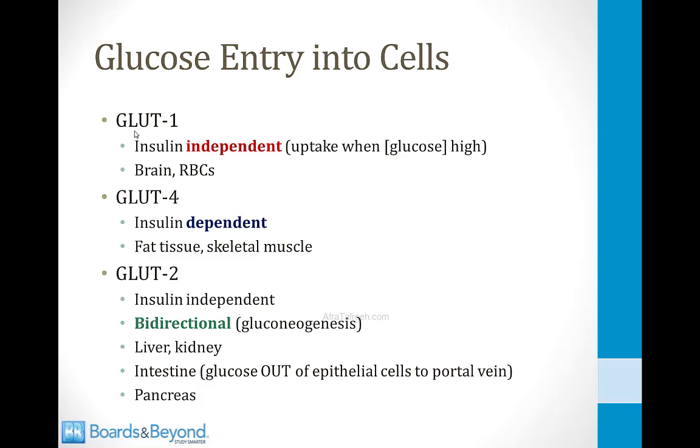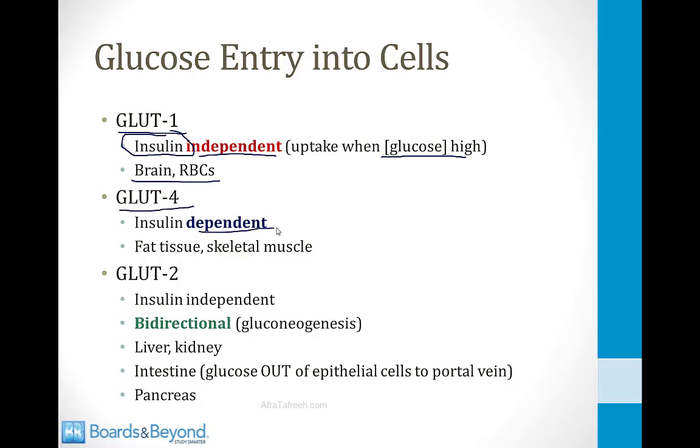Finally, let me finish by mentioning a few specifics about some of the GLUT transporters. Remember, these are the glucose transporters that do not require sodium co-transport. So GLUT1 is an insulin-independent transporter. So it will take up glucose when the glucose concentration is high, and it will take up less when the glucose concentration is low, but it's not influenced by the hormone insulin. And you can find this in the brain and in red blood cells. They basically take up glucose whenever they have the opportunity.